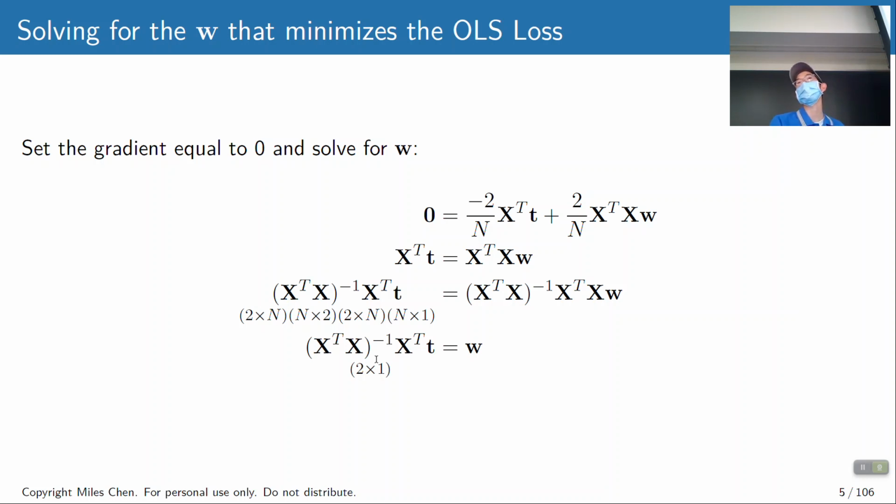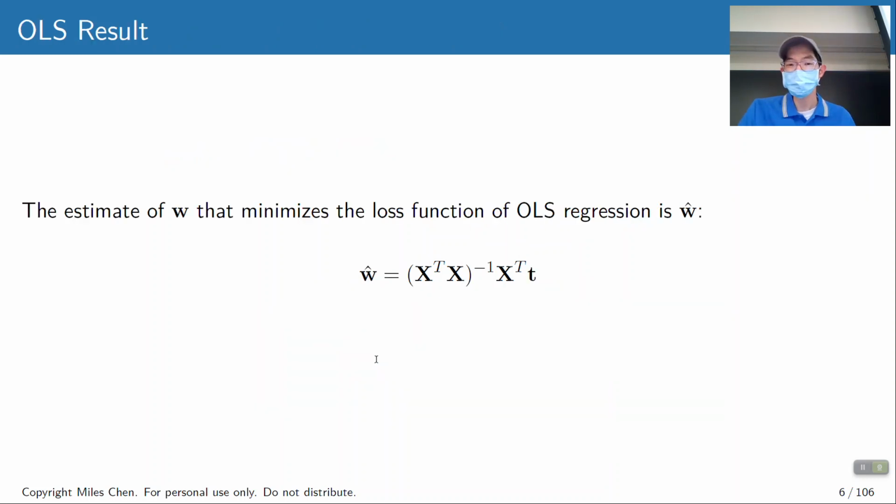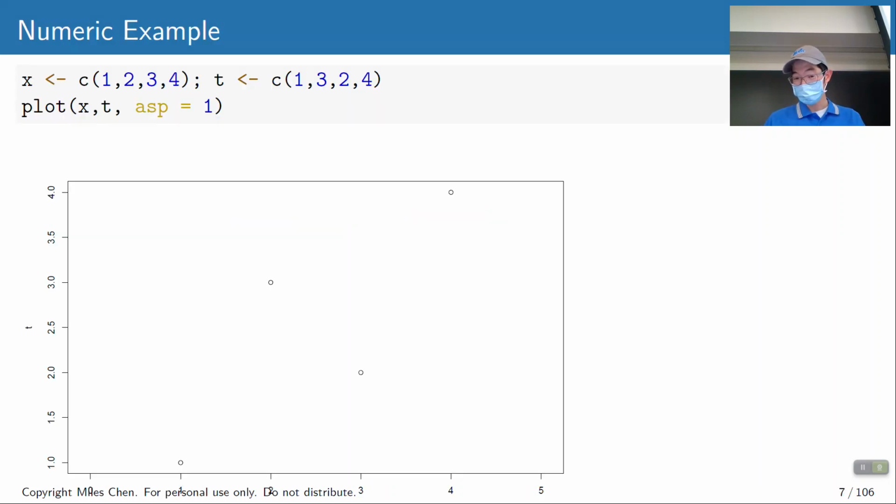And I think this is where we left off on Tuesday. Okay, so this is the estimates of our intercept and slope that will minimize ordinary least squares regression.